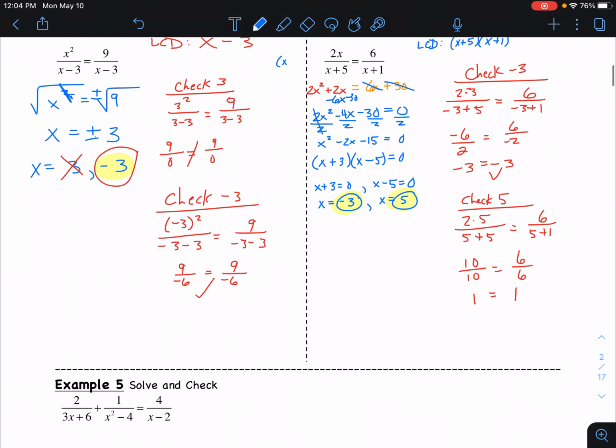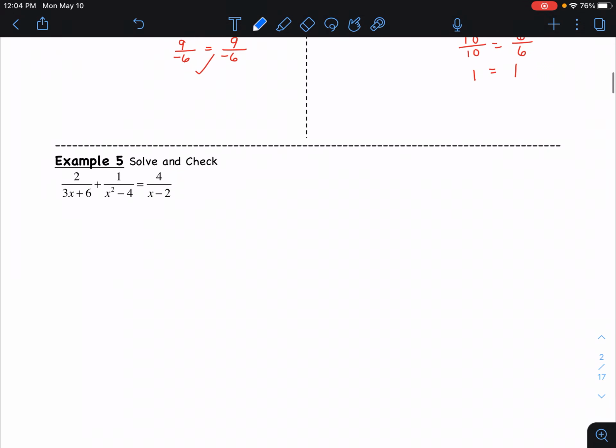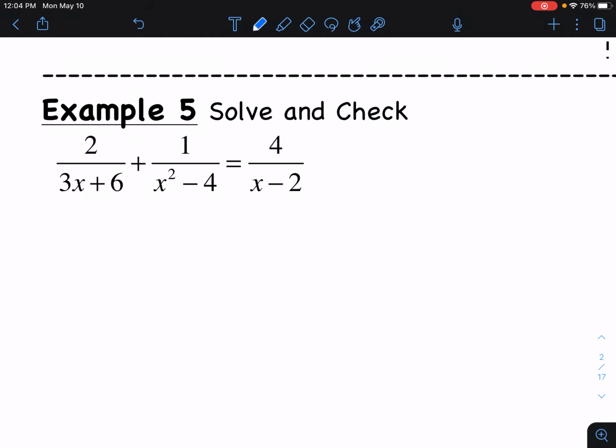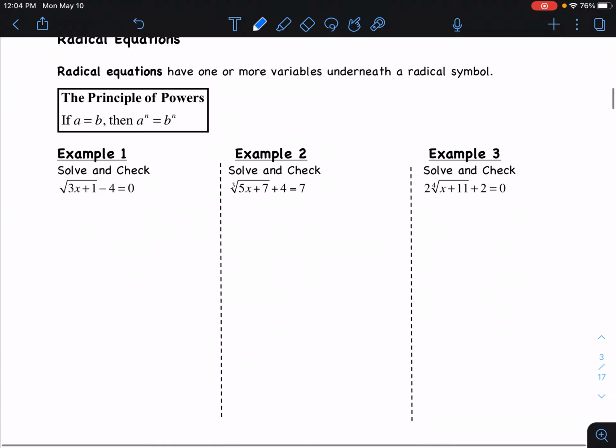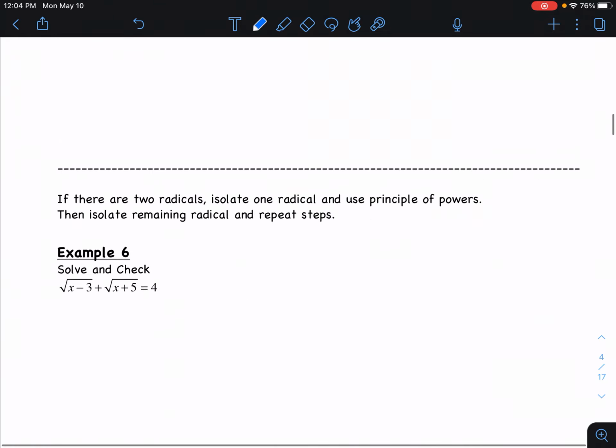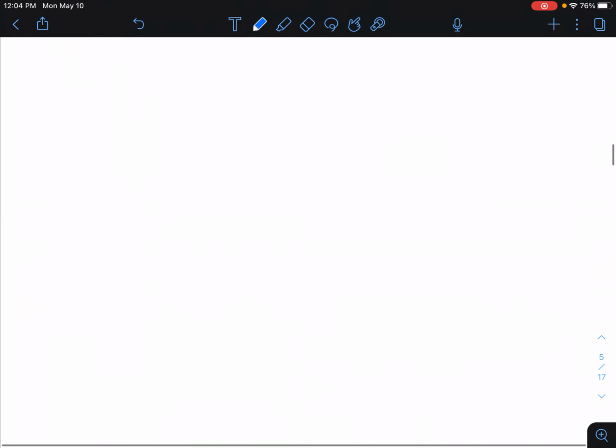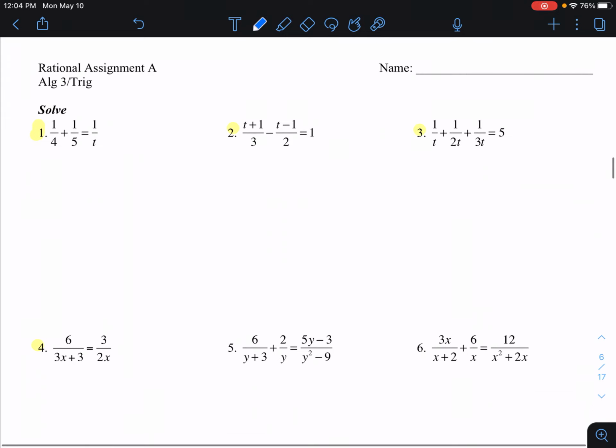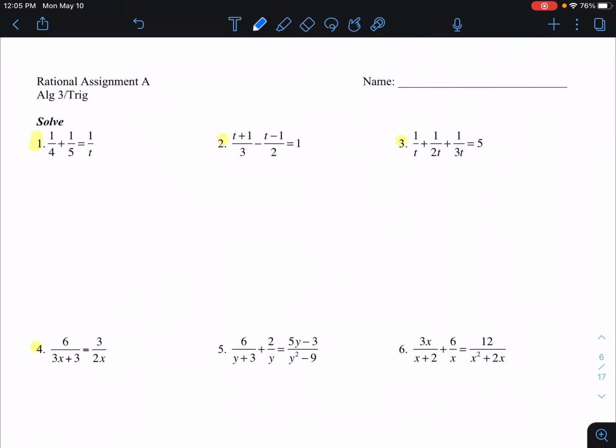All right, so that's pretty much the gist of it. Example 5, if you look at this one, we're going to hit in the second part of the video, because when we hit problems like that, these guys will have to be factored before we do the LCD thing. So moving down, I'm going to help you out with a couple more. Go down to rational assignment A.